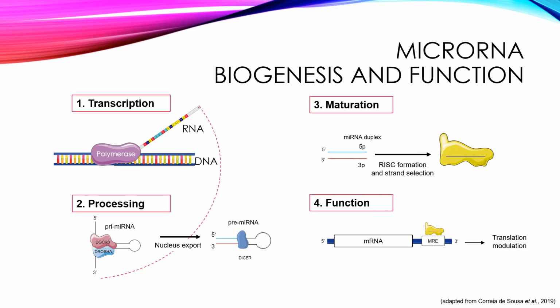It's very important to say that one microRNA can target up to hundreds of genes at once. So it's not just one target, one microRNA. And in this way, microRNAs can regulate several different processes in the cell at once.